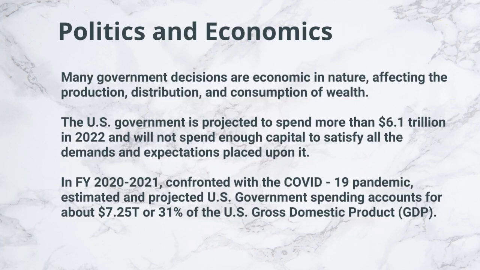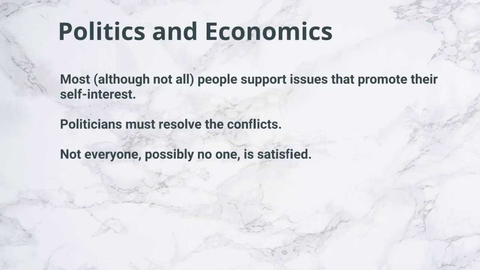In fiscal year 2020-2021, confronted with the COVID-19 pandemic, estimated and projected U.S. government spending accounts for about $7.25 trillion, or 31% of the U.S. gross domestic product. Most, although not all, people support issues that promote their self-interest. Politicians must resolve the conflicts. Not everyone, possibly no one, is satisfied.